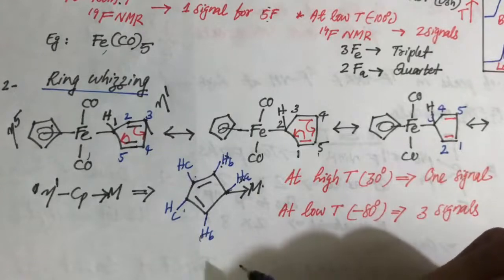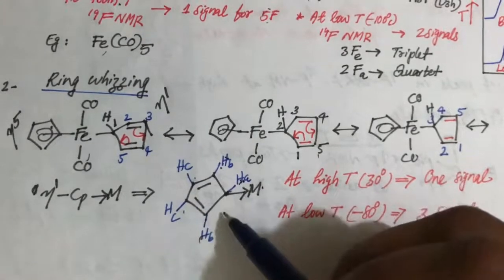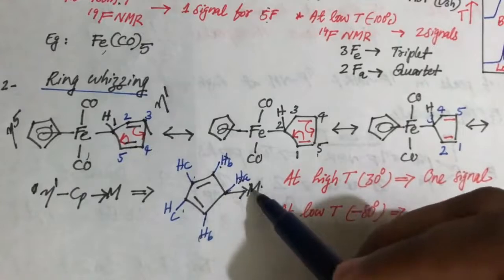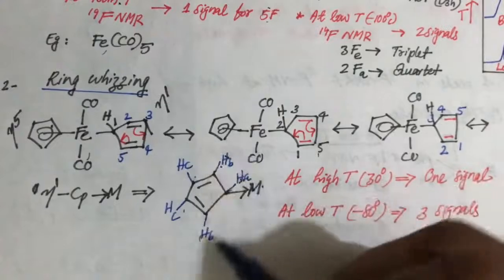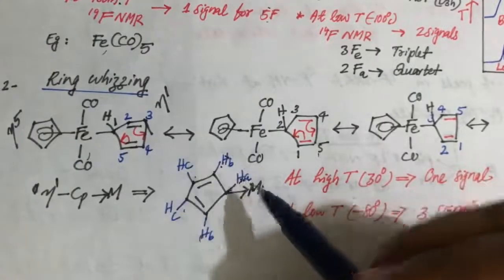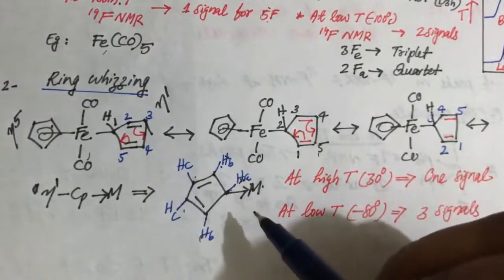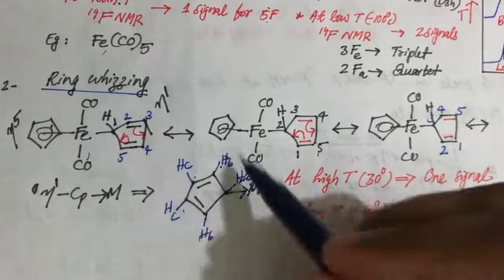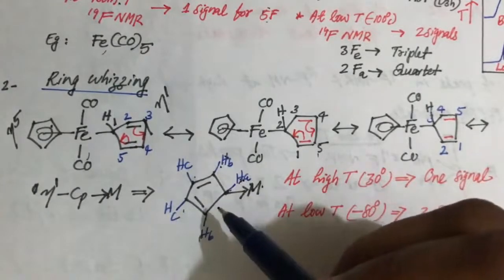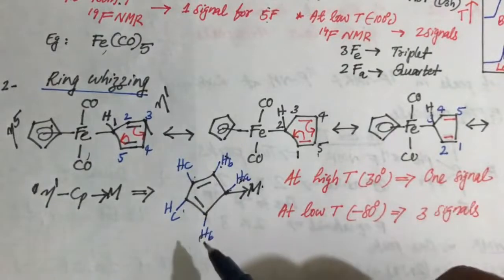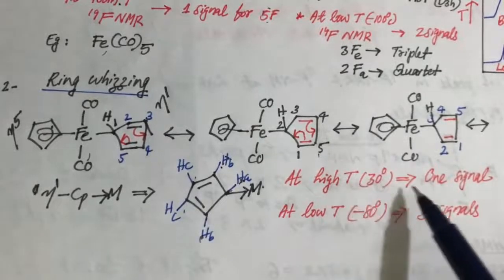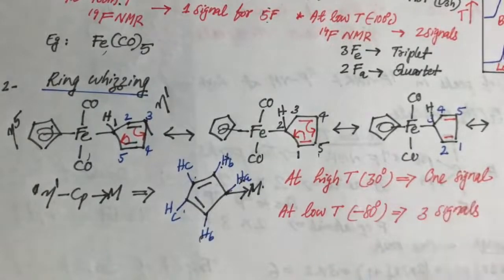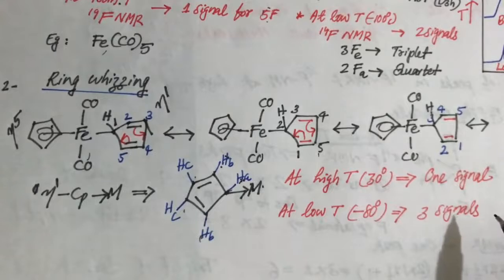Now at higher temperature we know that ring whizzing takes place. The metal can occupy each position, so all the hydrogens are the same at high temperature due to fluxional behavior. All these 5 hydrogens give you a single peak at high temperature, say 30 degrees Celsius, one signal.